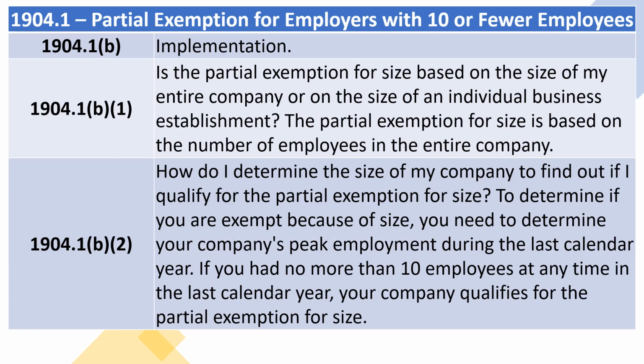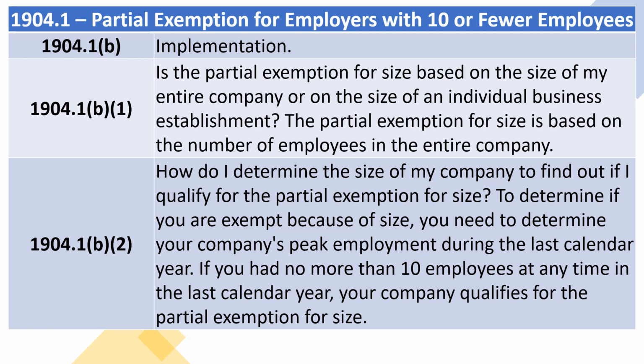1904.1 B. Implementation. 1904.1 B.1. Is the partial exemption for size based on the size of my entire company or on the size of an individual business establishment? The partial exemption for size is based on the number of employees in the entire company.